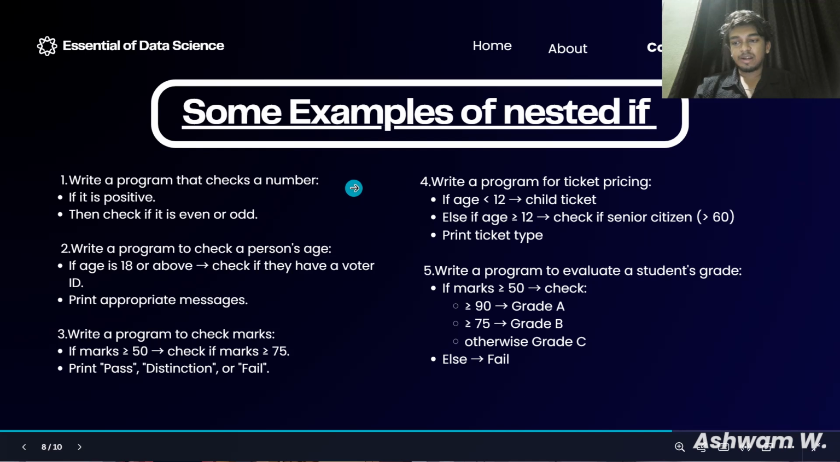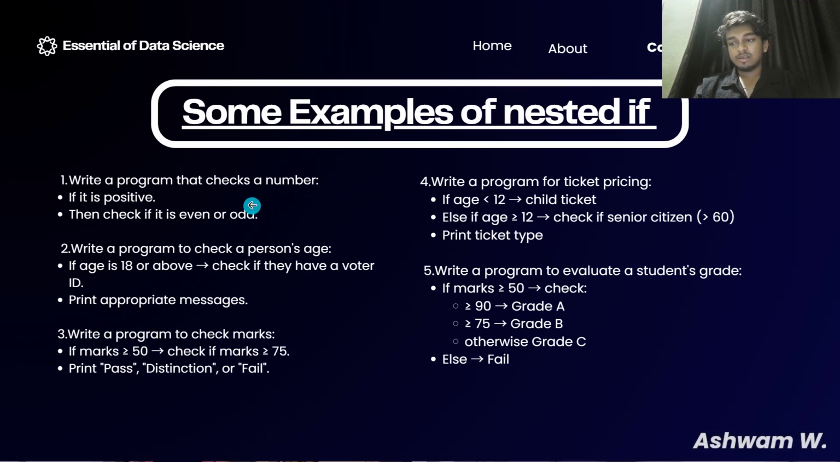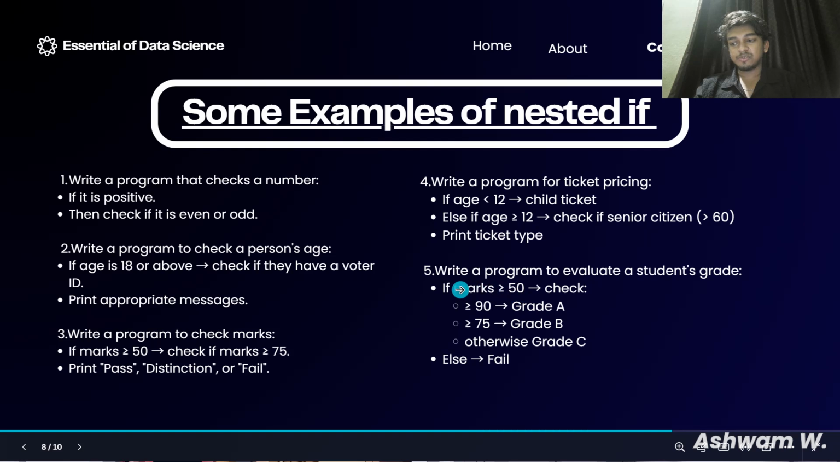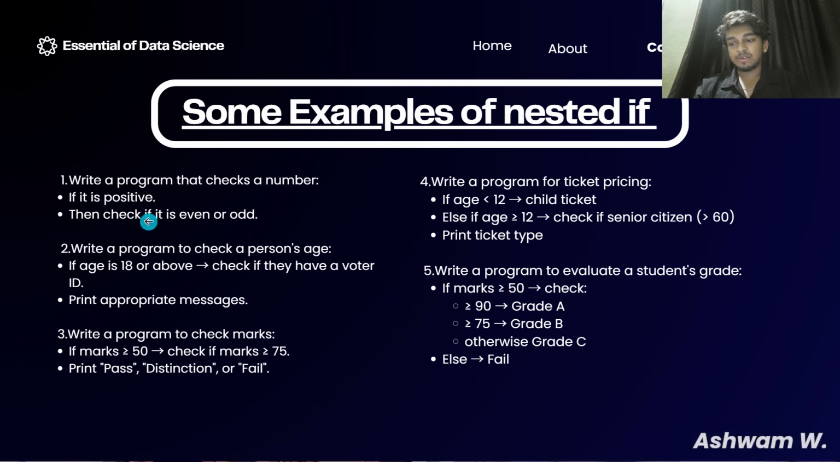To give you a better idea of how this looks in practice, here are a few common scenarios where nested if is useful. Like checking a number: if a number is positive, if yes, is it even or odd? Eligibility: is a person over 18? If yes, do they have a valid voter ID? Grading system: if a student passes, we can nest another check to see if they hit the 75 or 90 mark for a distinction or an A grade.